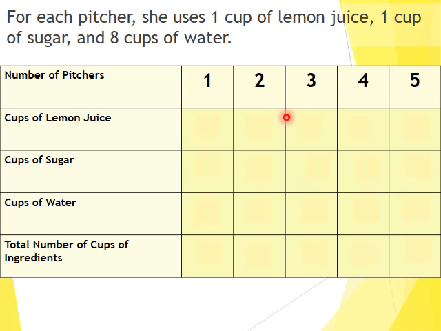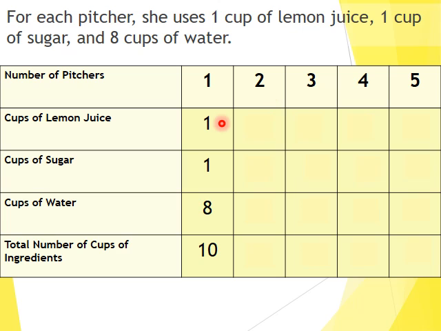We will use this table to help us solve the problem. We already know that we need 1 cup of lemon juice, 1 cup of sugar, and 8 cups of water for 1 pitcher. And that is a total of 10 cups of ingredients. It's 1 plus 1 plus 8.